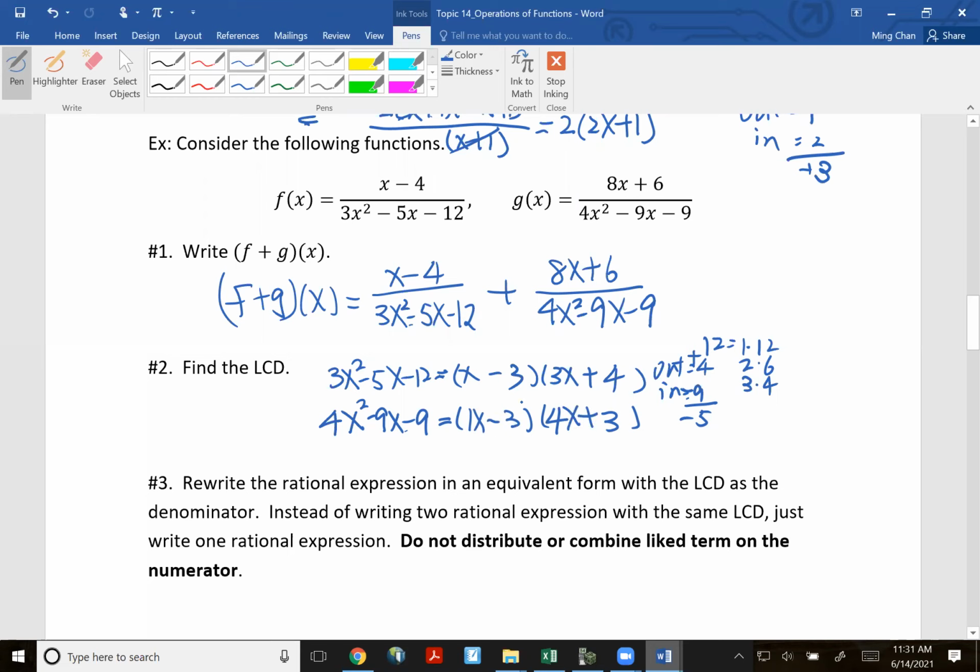All right, repeated factor is x minus 3. So my LCD would just be x minus 3. Non-repeated factors, 3x plus 4 and 4x plus 3.